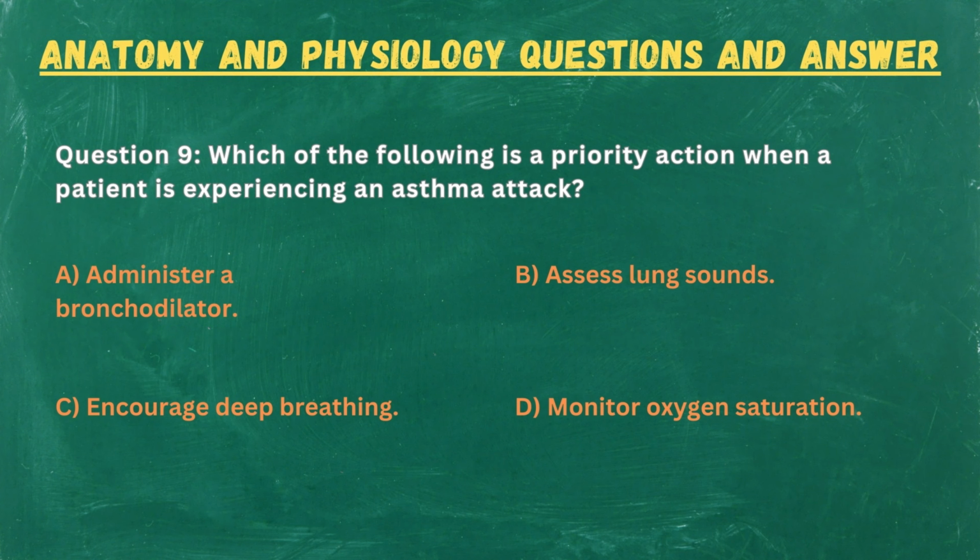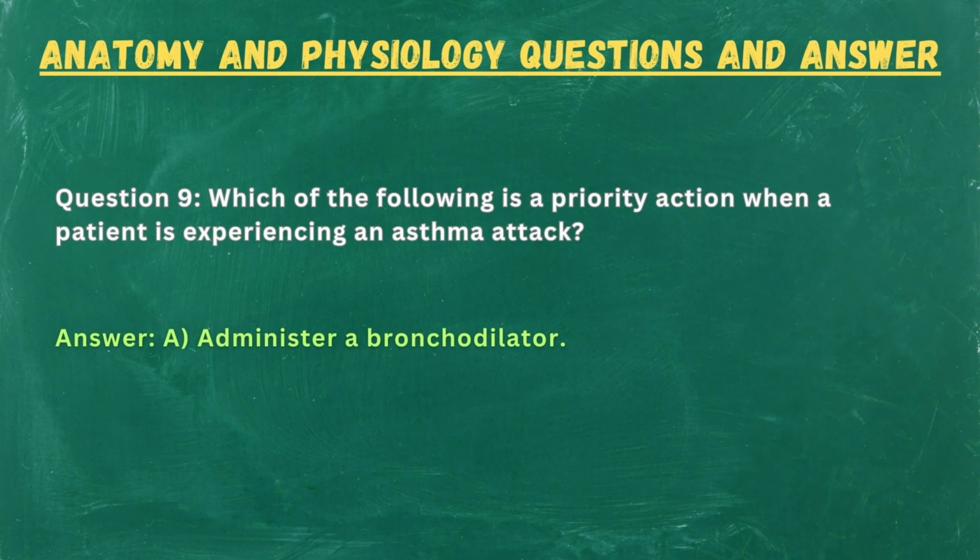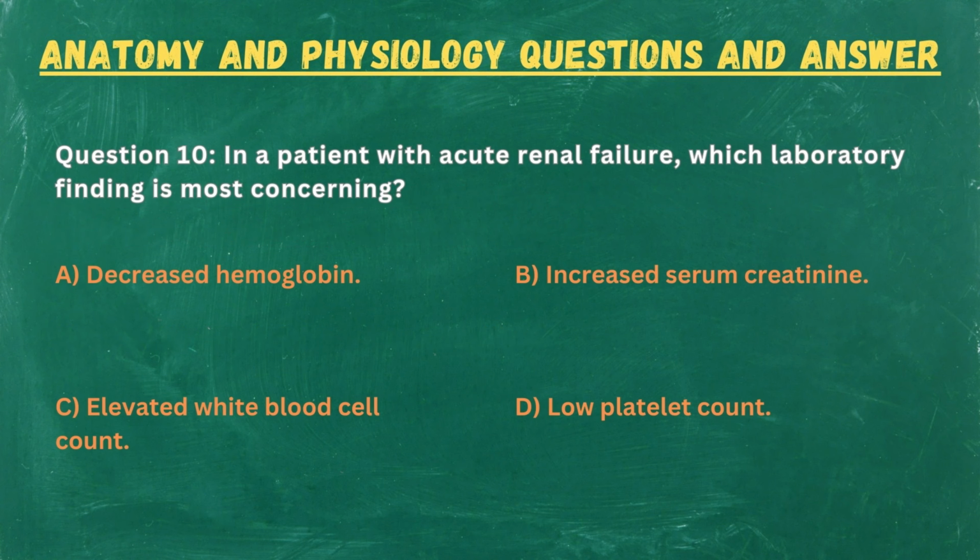Question 9. Which of the following is a priority action when a patient is experiencing an asthma attack? A. Administer a bronchodilator. B. Assess lung sounds. C. Encourage deep breathing. D. Monitor oxygen saturation. Answer: A. Administer a bronchodilator.